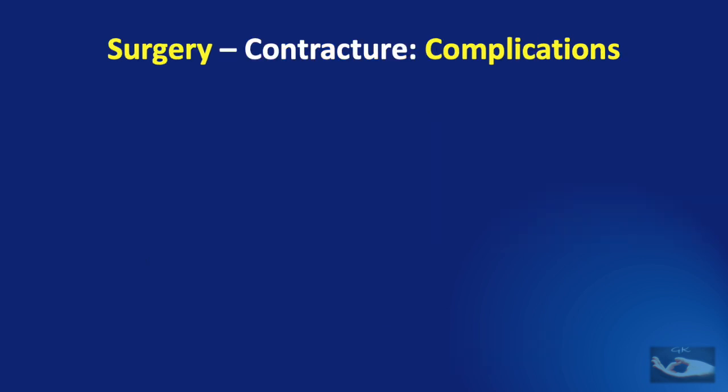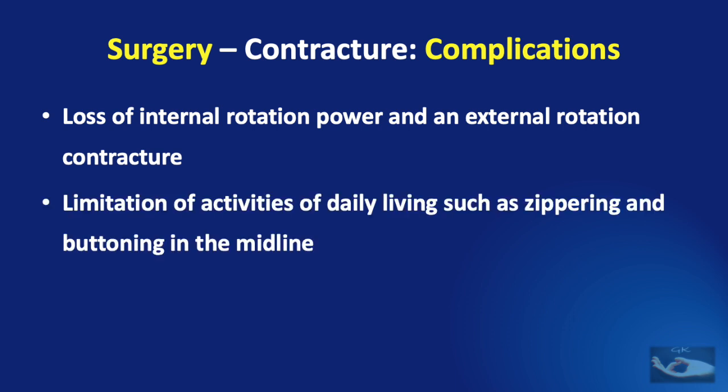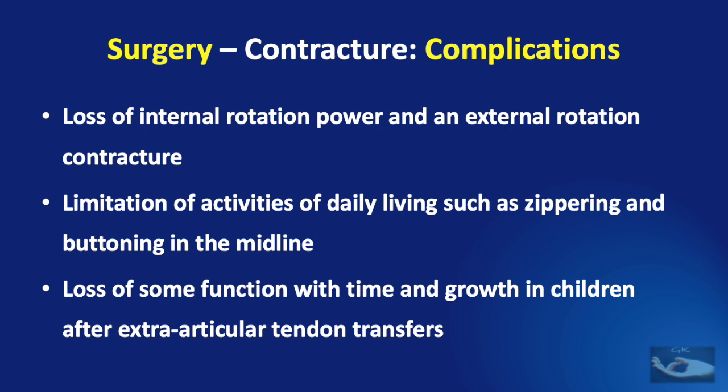3 common complications can occur after release of the contracture of the shoulder in birth brachial plexus palsy. The first is loss of internal rotation power and subsequently the development of an external rotation contracture. The second problem is limitation of activities of daily living such as zippering and buttoning in the midline, which occurs consequent to the loss of internal rotation power. With time and growth in children, some loss of function has been noted after extra-articular tendon transfers and contracture release also.